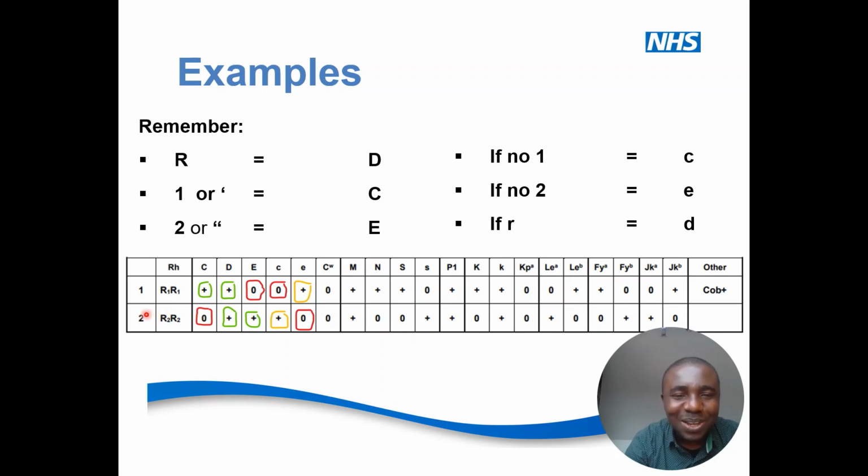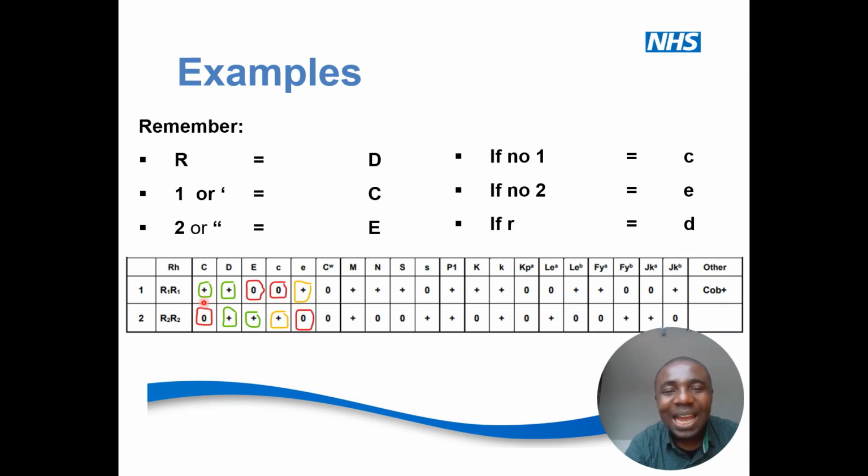Look at this thing that was given to you here from this antibody screening cell panel sheet. So look at this. You have R1. From capital R1, we know that there's going to be D antigen. Look at it, D antigen is positive. That's what I marked green. 1 is big C antigen positive. Look at it, big C antigen is positive.